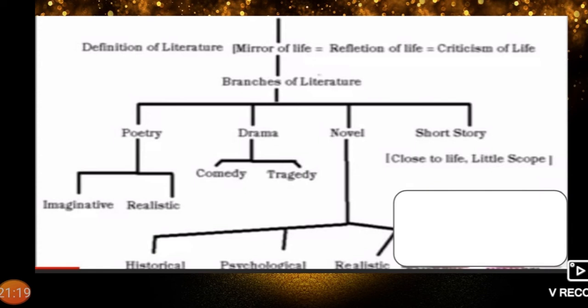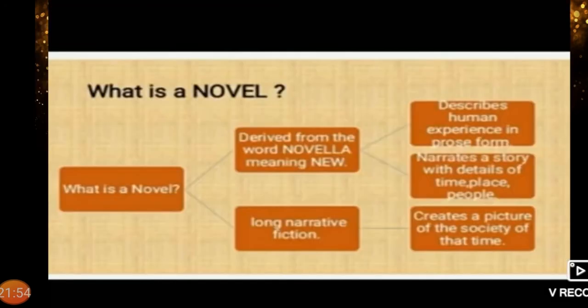Novel is divided into parts: historical novel, psychological novel, realistic novel, horror novel, emotional novel, and many more. We are going to see the types of novel in our chapter also. There are many types. I have not mentioned them all here, but I have shown you a short glimpse about literature. Moving further, now what is novel?